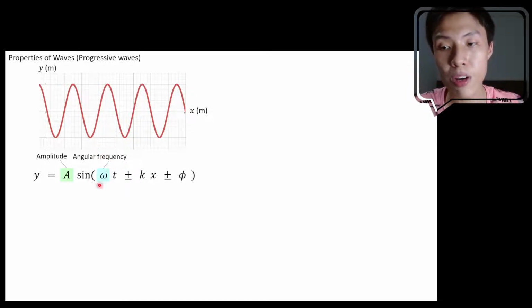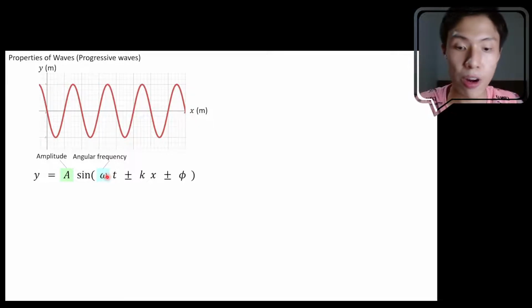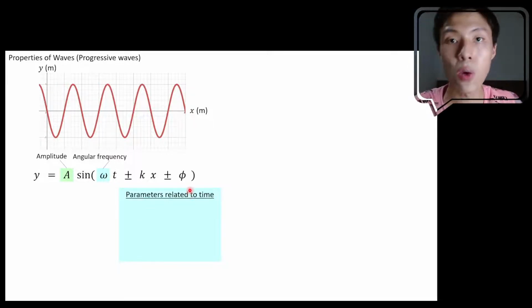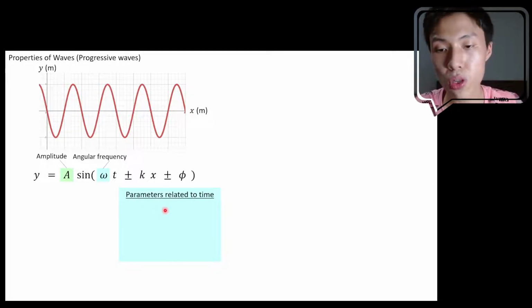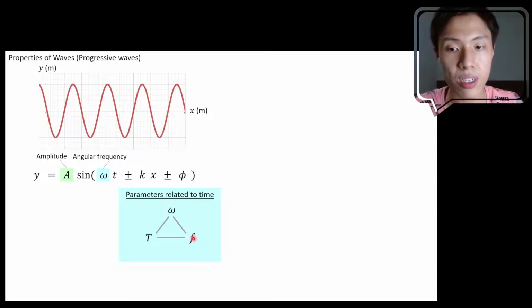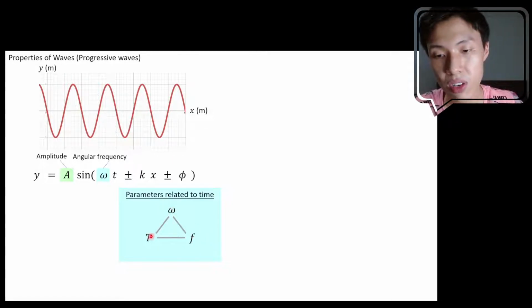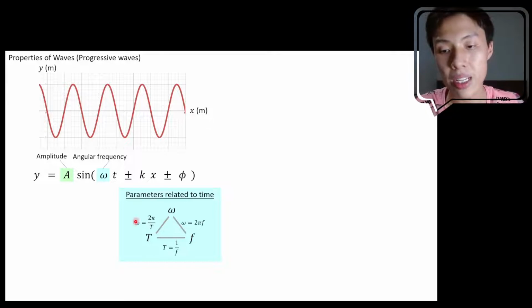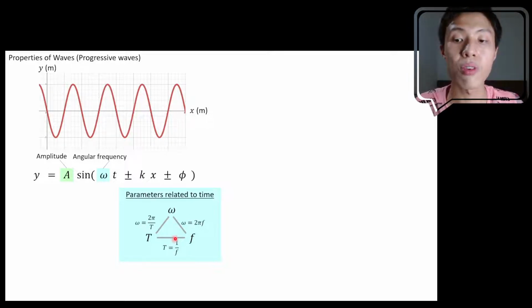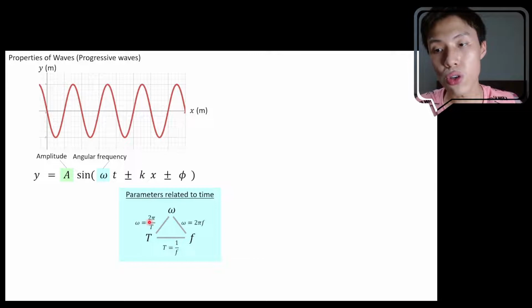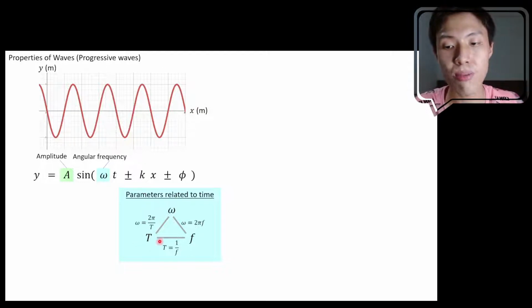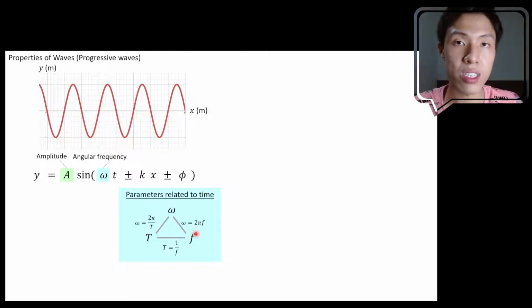So we know that this parameter here, this omega, is a parameter that is related to time. Why do we call it related to time? Because we know from chapter 9 that omega can be related to the period and the frequency. Angular frequency is connected to period and frequency by these formulas that we have here. So you can do a bit of recall from chapter 9. One thing that we can measure most directly from this kind of wave is the period. It is much easier to measure the period. Then from there we calculate the angular frequency and the frequency.